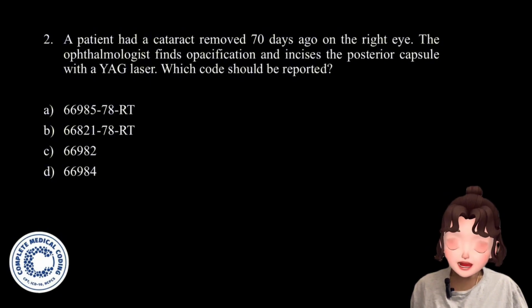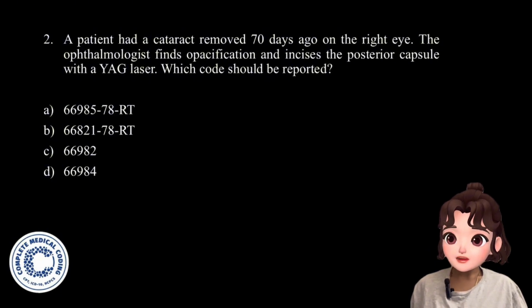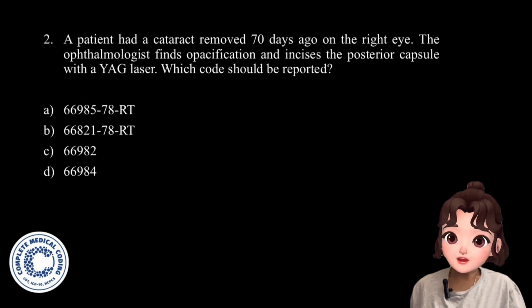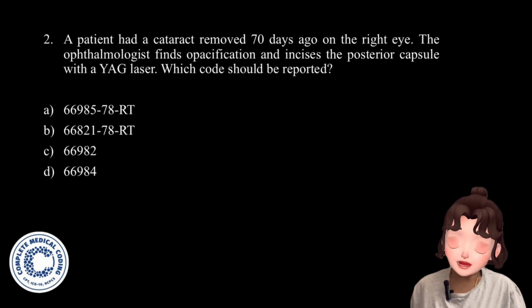66821 is the decision of secondary membranous cataract, opacified posterior lens capsule, stab incision technique. Yes, this is incision technique because it's mentioned in the question. The ophthalmologist finds an opacification and incises the posterior capsule. Okay. So opacification, posterior capsule, all these are mentioned in the CPT code 66821.